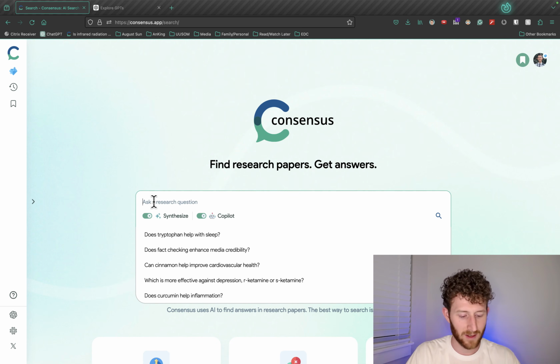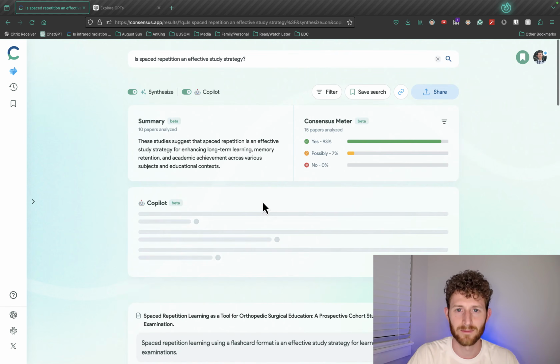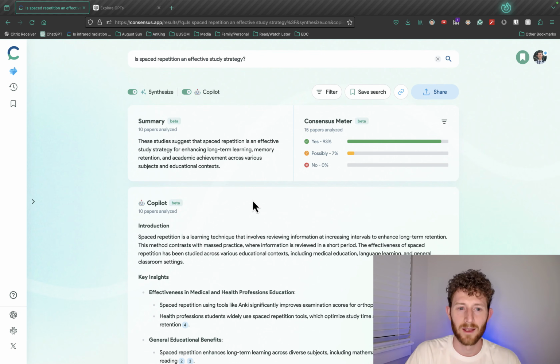For purposes of our video, let's use a different question. Is spaced repetition an effective study strategy? Later on, I'll tell you what the synthesize and the copilot toggles here mean, but let's just go ahead and hit enter. Sometimes it can take a little bit to load, and that's because it's analyzing so many research papers and trying to find the top 10 or 20 that are the most useful to help find answers.